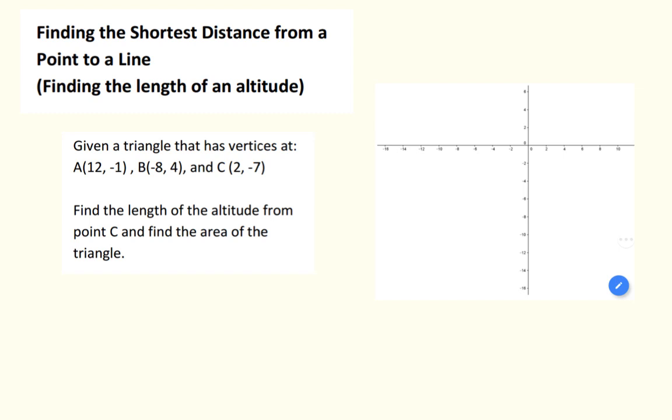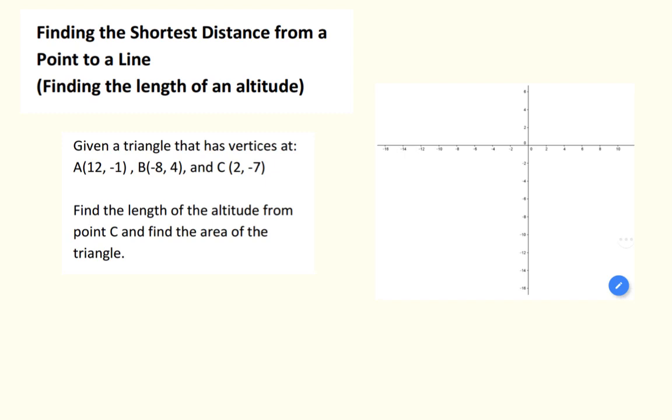We're going to determine the shortest distance from a point to a line. This is a fairly involved process. A bunch of steps are involved, so hopefully you'll be able to get used to doing this, kind of figure out the process. So we're going to work through the problem that's shown here. You should have this handout in front of you.